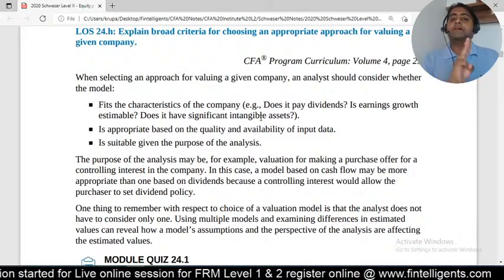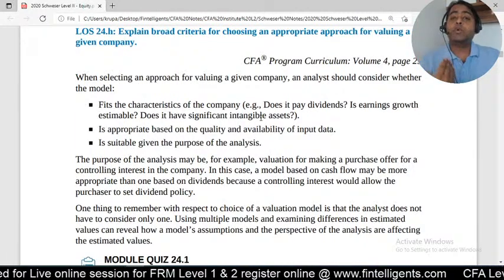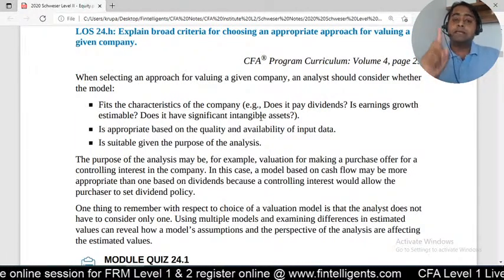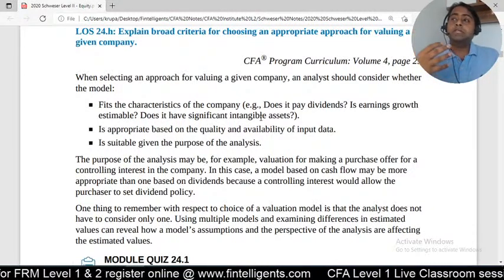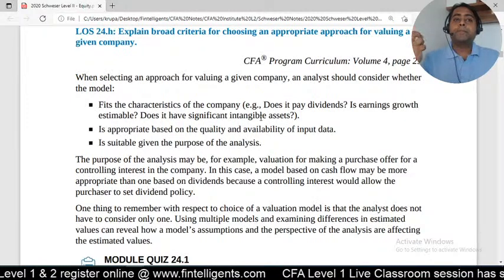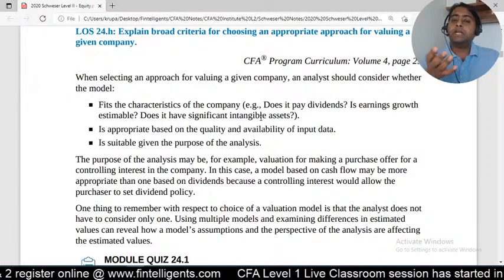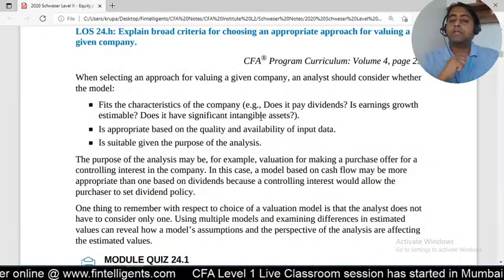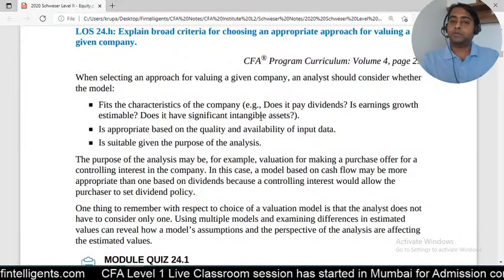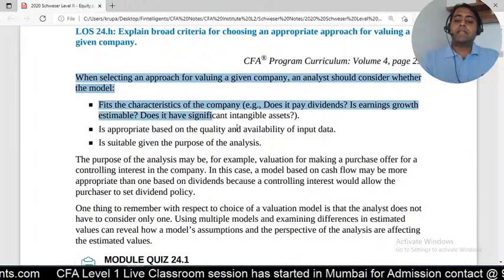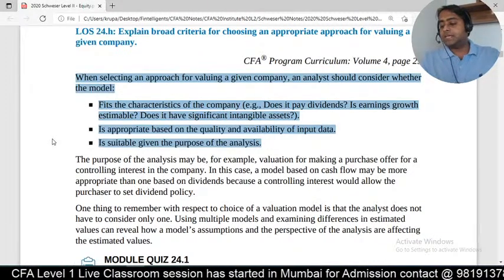And the third point is: why am I doing this analysis? What is the purpose? Is the purpose to acquire the company? Is the purpose to understand bigger market events that are going to happen? Or is it only to take a minority stake? So the purpose of the analysis also dictates which model I am going to use. Read these three lines, guys.